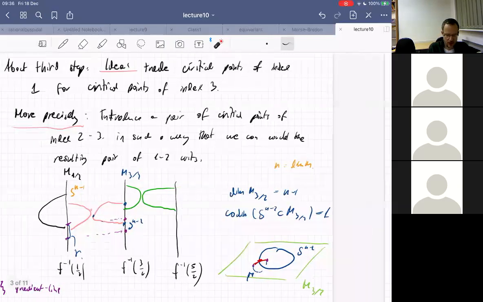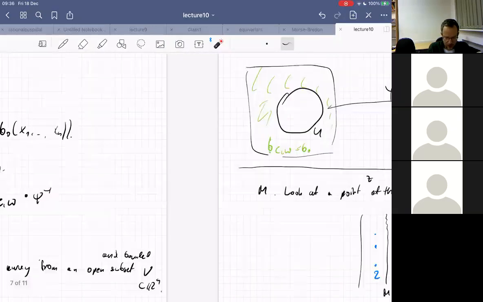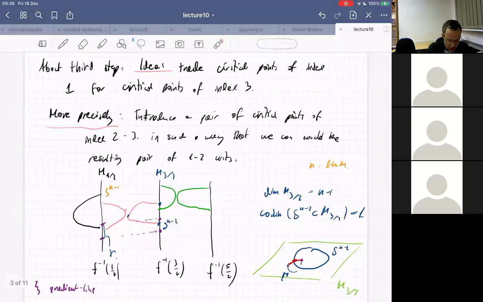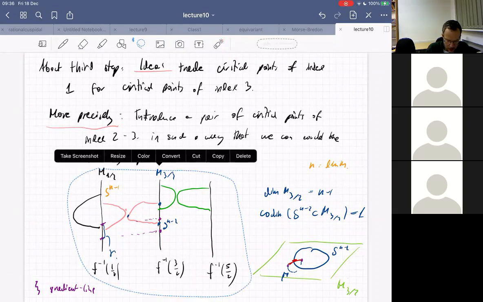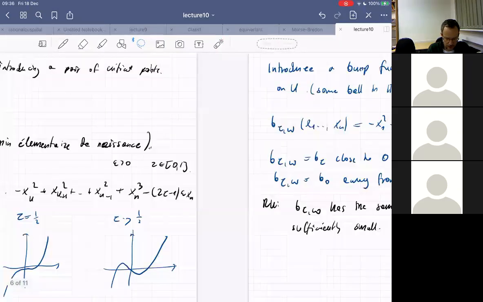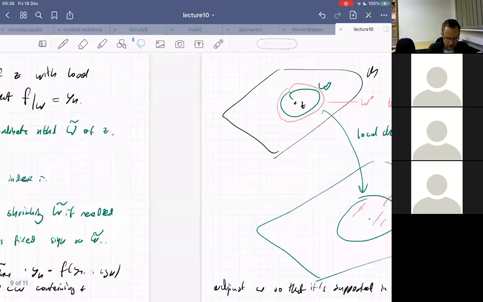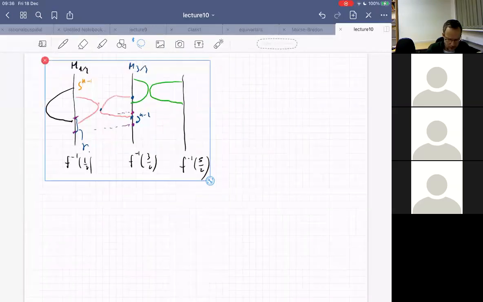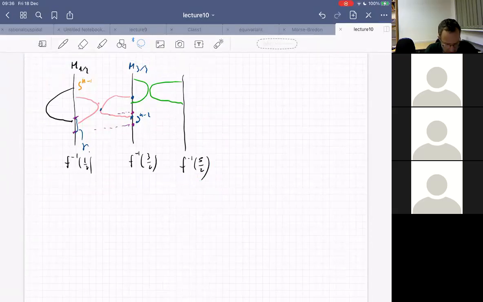So let's see what the situation is. Maybe I need to copy the picture again, and I need to update the picture for the situation. And now I need to enlarge this picture. Oh, I won't enlarge it. Okay. Or maybe I can enlarge it.